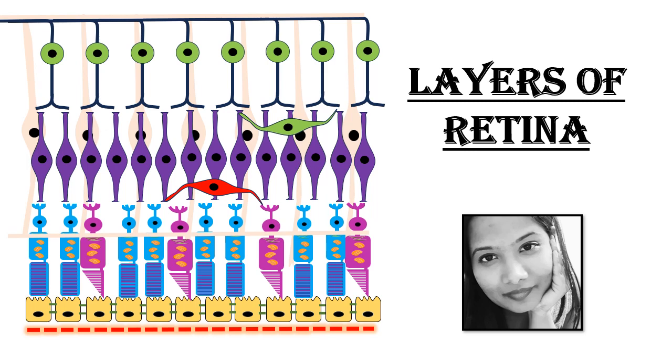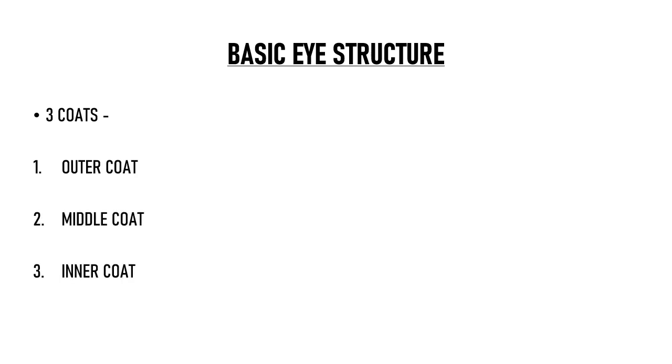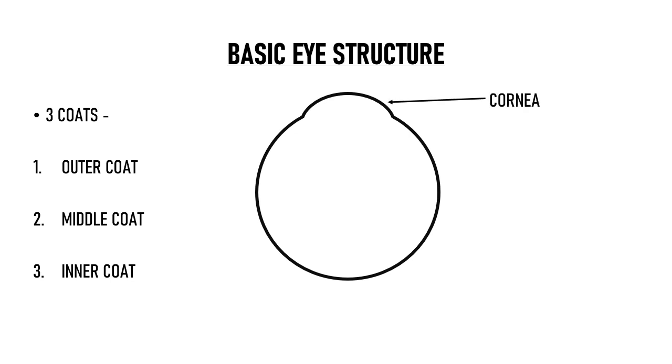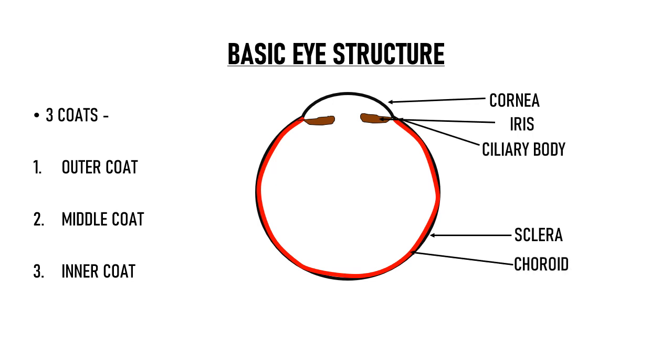So let's begin. To understand the layers of retina and their function, it is important to first understand the basic structure of the eye. The eye, as you know, has three coats, an outer coat, a middle coat, and an inner coat. The outer coat is composed of the cornea in the anterior 1/6 part, while the posterior 5/6 part is made up of sclera. Internal to the outer layer lies the uvea, which is composed of three parts from anterior to posterior. These are the iris, ciliary body, and choroid.